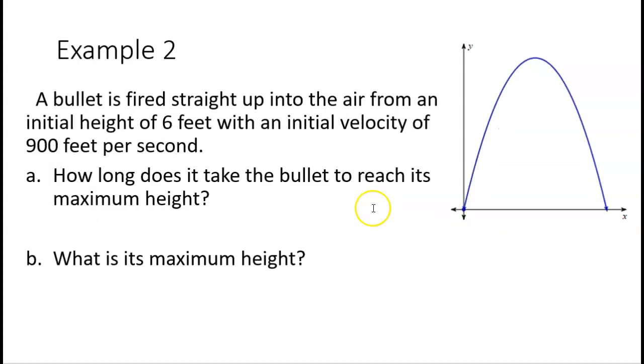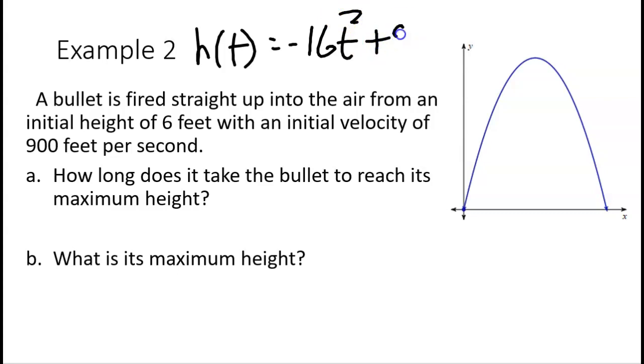So let's go ahead and move on here to example 2. I have the same problem here. You will notice it says a bullet is fired straight up into the air from an initial height of 6 feet with an initial velocity of 900. So I'm just going to write that formula out again, but we've already done that. That's nothing new. But what I'm going to start doing now for the next 2 examples is show you what we can do with this formula. What are some of the things that this formula can do for us?